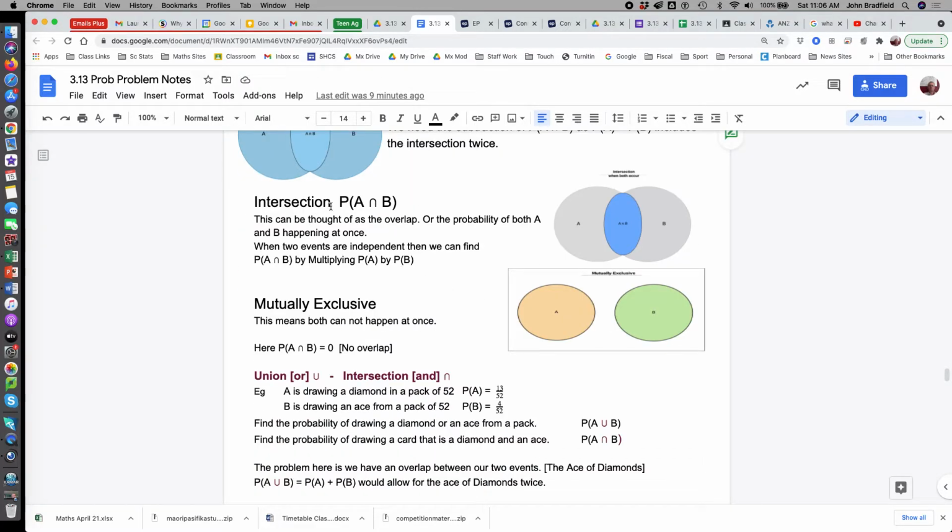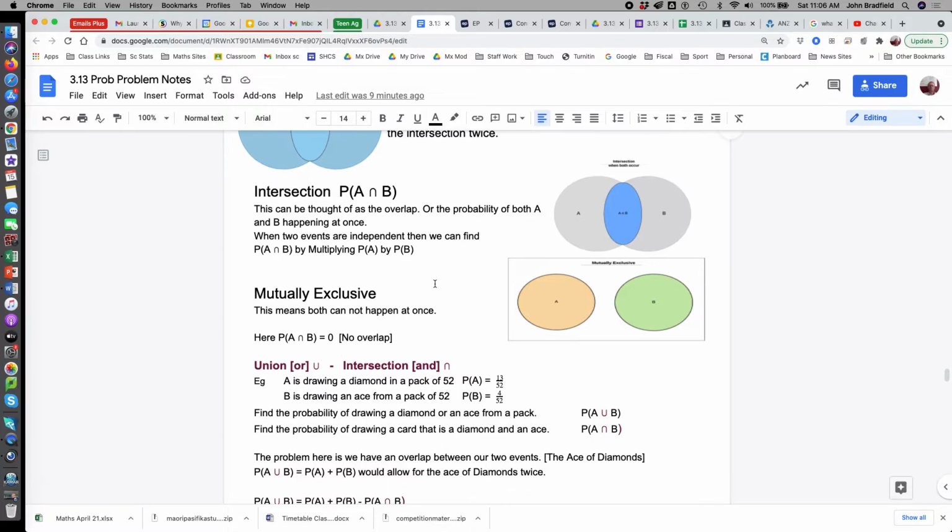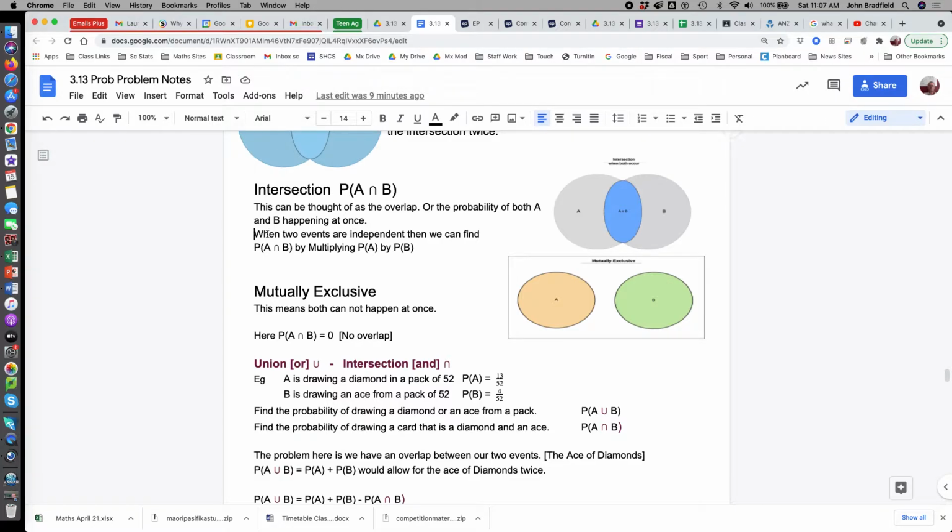Intersection, this is notation we've hit already. The Venn diagram is nice and visual. The intersection is when A and B are both happening, so it's the overlap when you look at it. Intersection is the term, and the ∩ symbol is the notation. And if two things are independent, we've seen this already, we can find the intersection by multiplying the two probabilities, as long as they're independent.